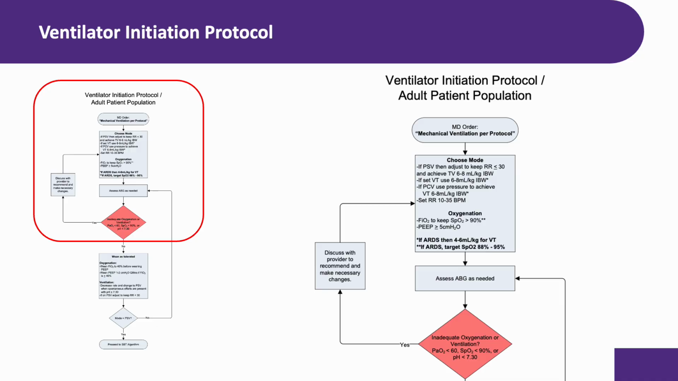You will also see on the algorithm that you may need to check an ABG as needed. Just remember, you will need to place the order for the ABG in the electronic health record before you draw it. Finally, look at the bottom of this flowchart. If the patient has inadequate oxygenation or ventilation, if you are seeing signs of either, you need to discuss with the provider and recommend any changes that need to take place.